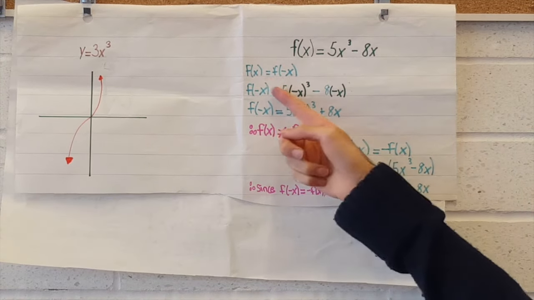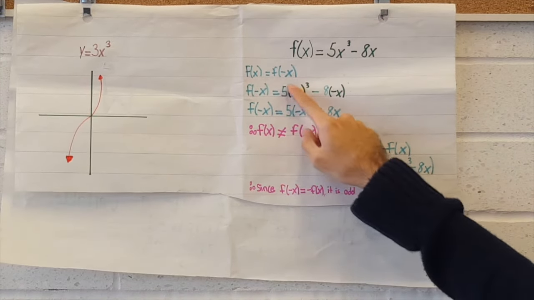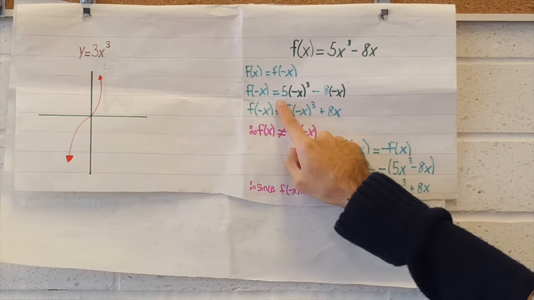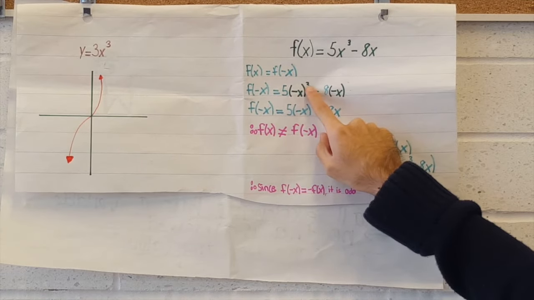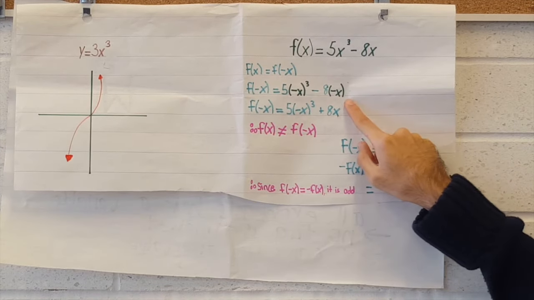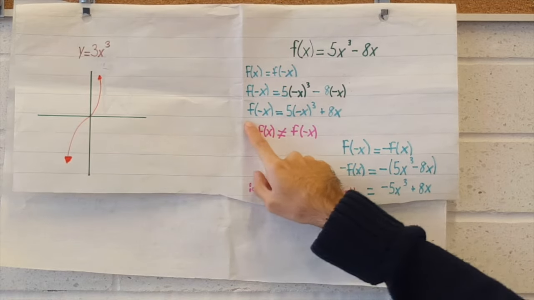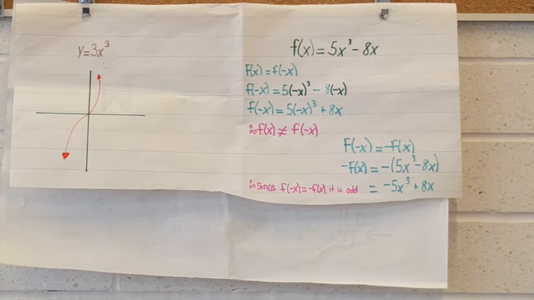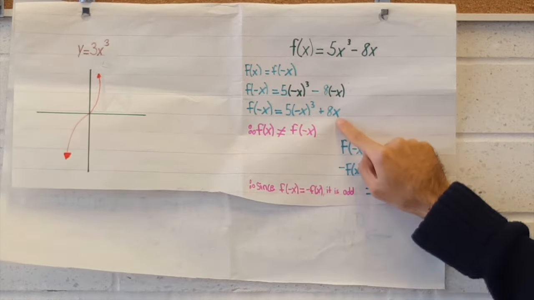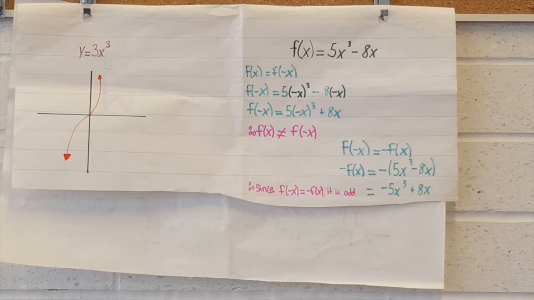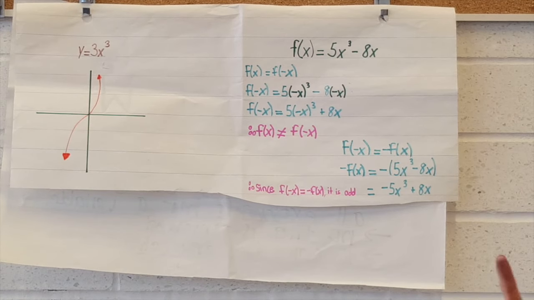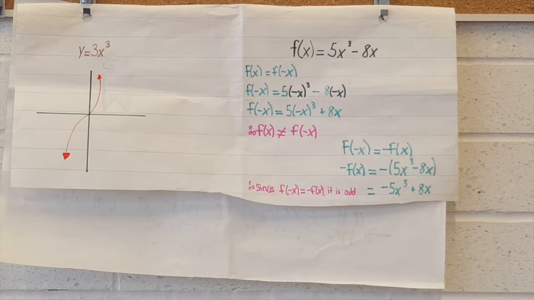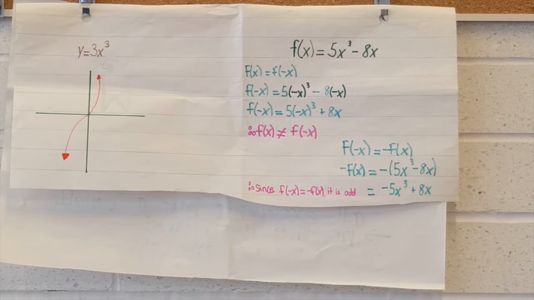So we're going to go f of x is equal to f of negative x, and we're going to replace all of our x values with a negative x instead. So we're going to go f of negative x is equal to 5 negative x cubed minus 8 negative x. When we do this, we will see that our f of negative x is going to equal negative 5x cubed plus 8x. Now we're going to see if that is the same thing as our original function, which we see is not. So we're going to write a therefore statement, which is therefore f of x is not equal to f of negative x. And we're going to move on to our next step to see if the function is odd.